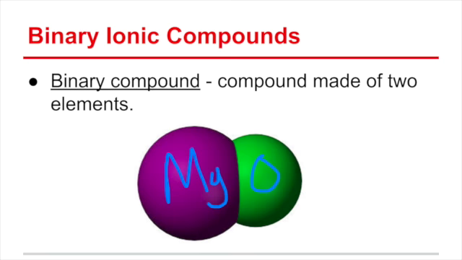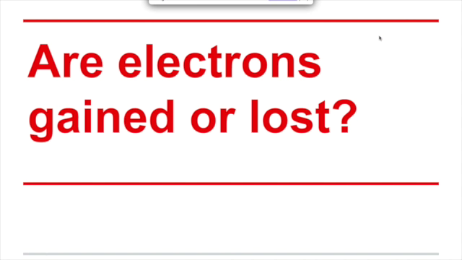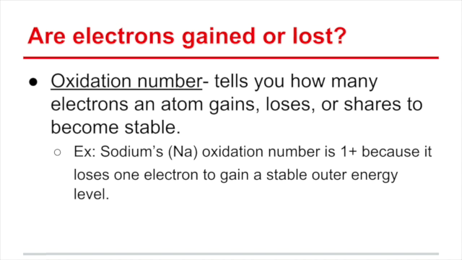Fairly straightforward. So let's have some practice with binary compounds. On your screen, it should ask you to identify which are binary compounds and which aren't. That will let you know if you understood. Alright, so we're talking, are electrons gained or lost? In all of these binary ionic compounds, binary meaning two parts, two elements, ionic meaning we're gaining and losing electrons, we need to know what's happening to these elements. Are we gaining or losing electrons?